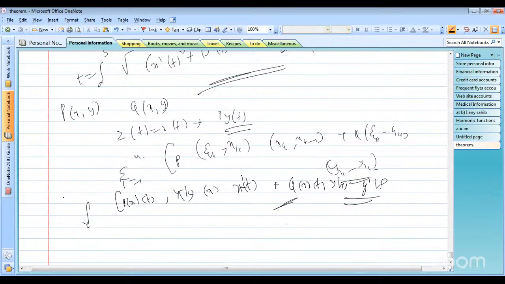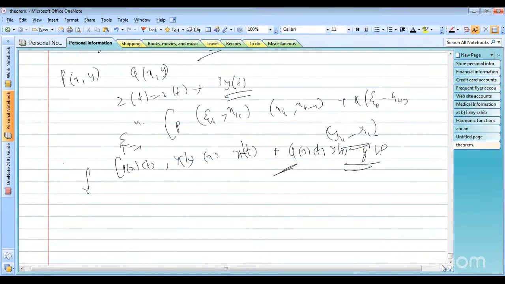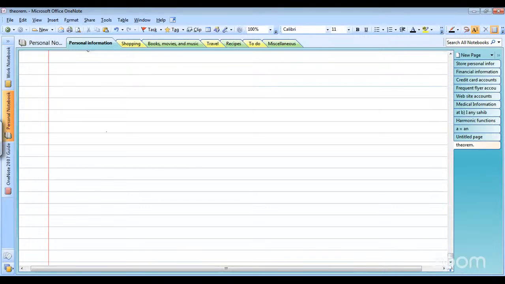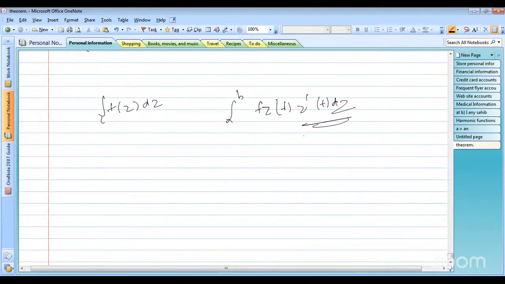So we can define the integration over C of f(z) dz as the Riemann integration from a to b of f(z(t)) z'(t) dt. We have to take this function.